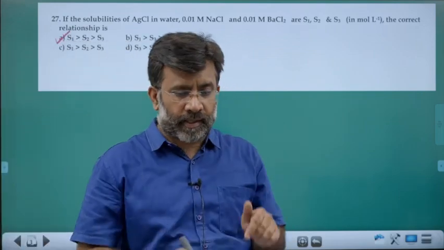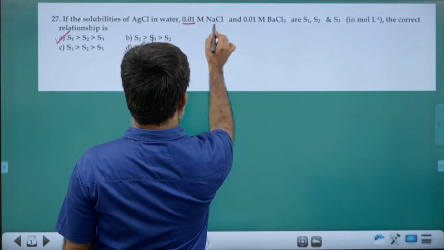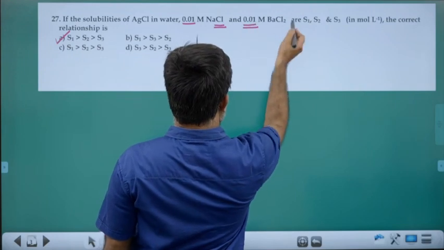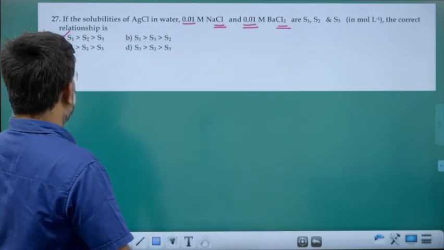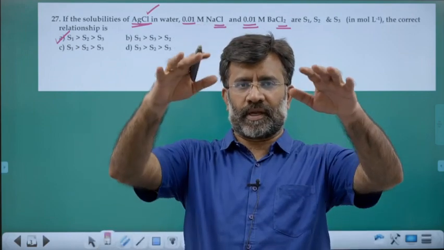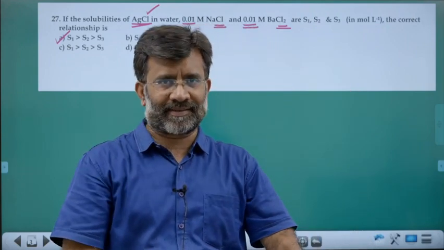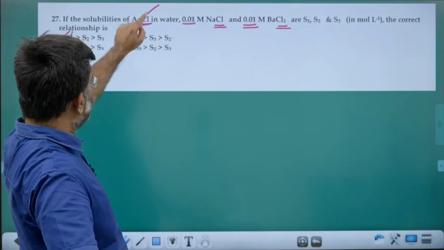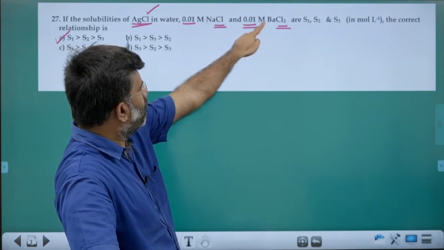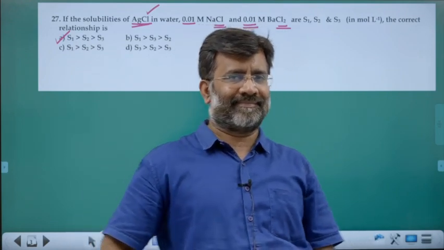Why? Because in water, there is no common ion. While in NaCl, there is 0.01 molar common ion present. While in BaCl2, 0.01 into 2 Cl minus is present. We are talking about AgCl and this is a common ion. So due to common ion effect, the solubility will be suppressed. Hope you understand. Right? So the solubility is maximum in water, that is S1. Then it is in NaCl and then it is in BaCl2, because there the common ion concentration is high. Next.